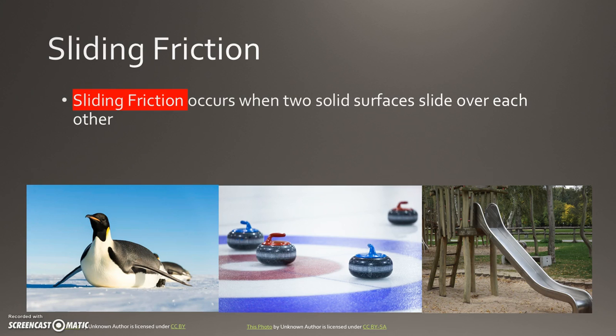Our first type of friction is sliding friction. Sliding friction occurs when two solid surfaces slide over each other. My major example is a penguin sliding down an ice hill, or curling, or a slide that you see at any park.